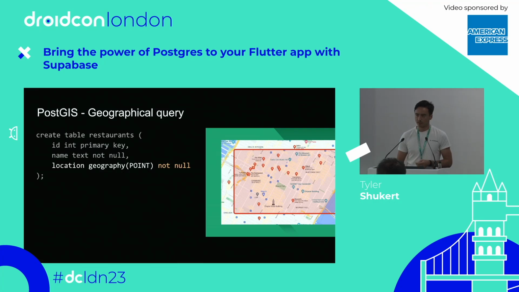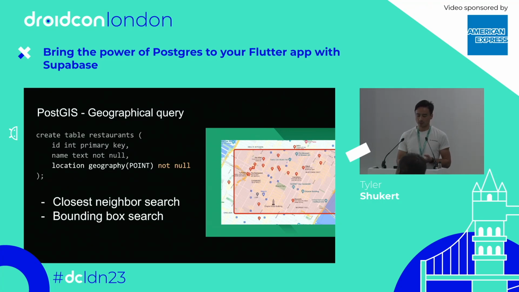What this geography point allows us to do is easily create commonly used cases like closest neighbor search query or bounding box search. So closest neighbor search is a use case where, given a single latitude and longitude point, you want to find, let's say, the 10 closest restaurants from that point. This is a commonly used case when it comes to map-based applications, and it might be hard to efficiently implement something like this without the help from a Postgres extension.